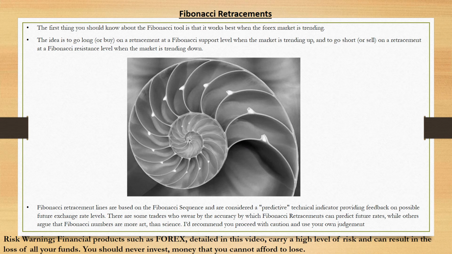Our final technical indicator that we're going to look at is Fibonacci retracements. The first thing you should know about a Fibonacci tool is that it works best when the Forex market is trending. The idea is to buy on a retracement at a Fibonacci support level when the market is trending up, and conversely to sell on a retracement when the market is trending down. Fibonacci retracement lines are based on the Fibonacci sequence, and they provide a predictive technical indicator giving some sort of feedback on possible future exchange rate levels.